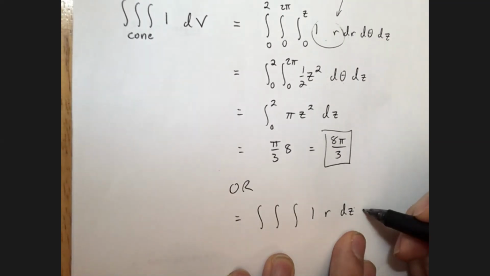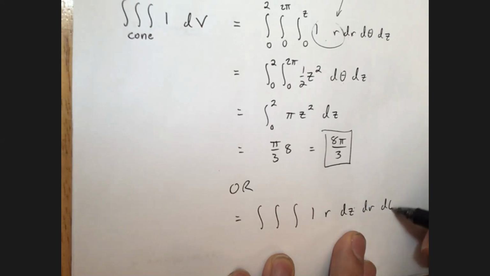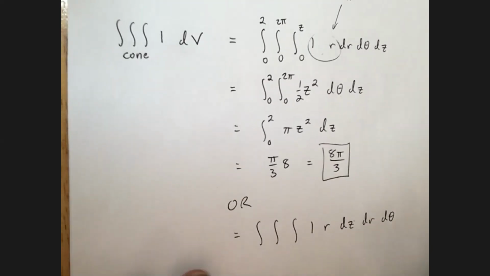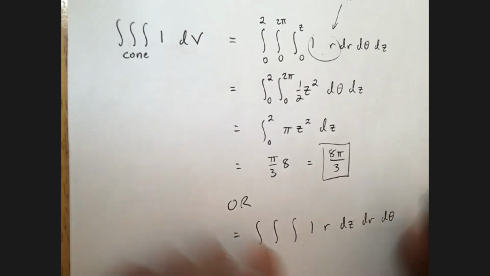Let's really mix it up. Let's do dz, dr, d theta. Okay, how would I set it up this way? Well, here, my first integral on the inside is a z. So I'm asking, what does z go from and to? Well, let's look at the picture.